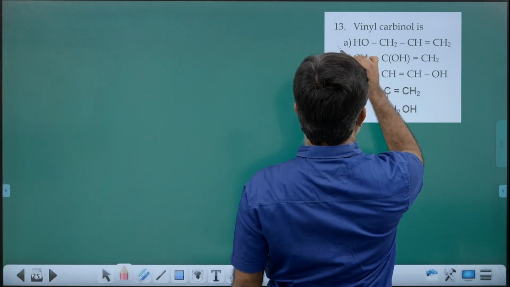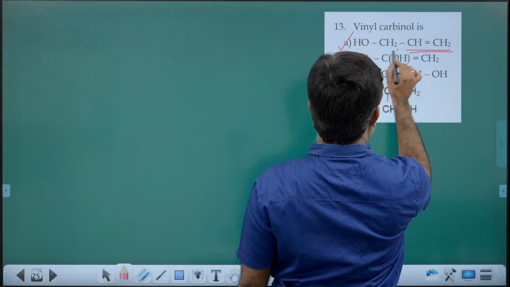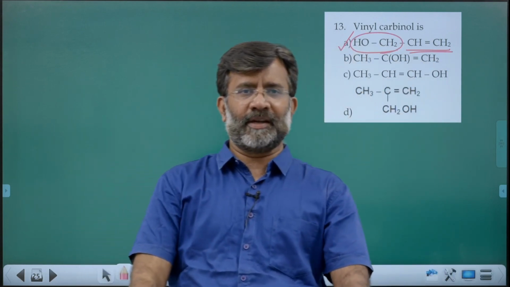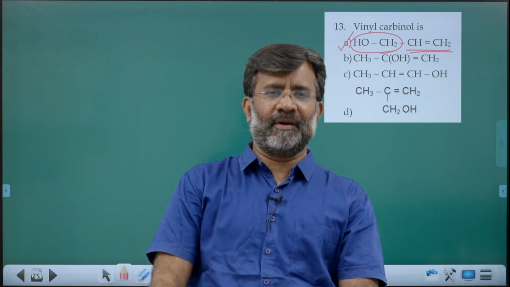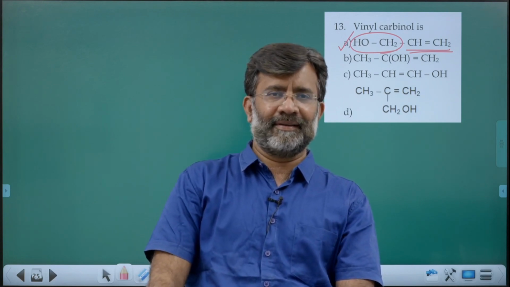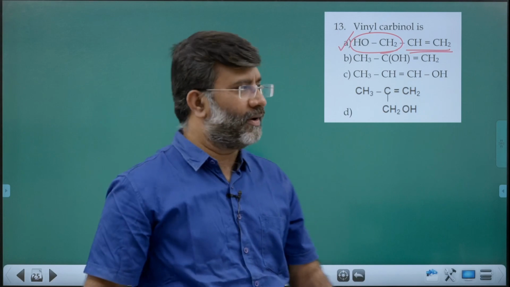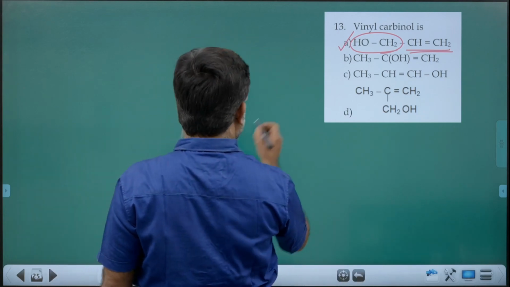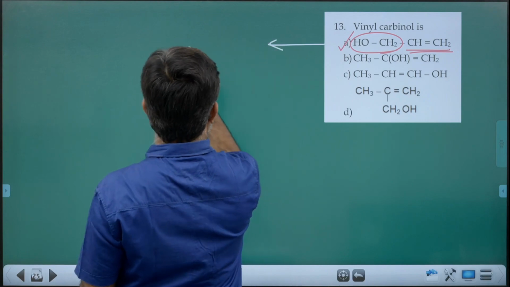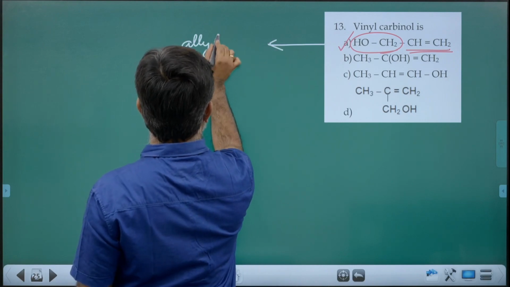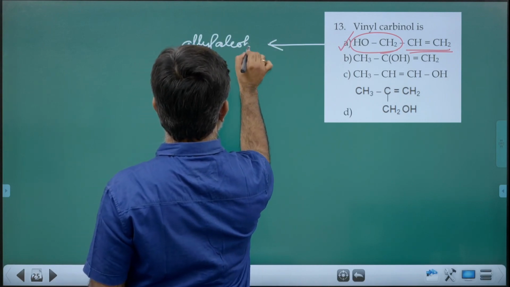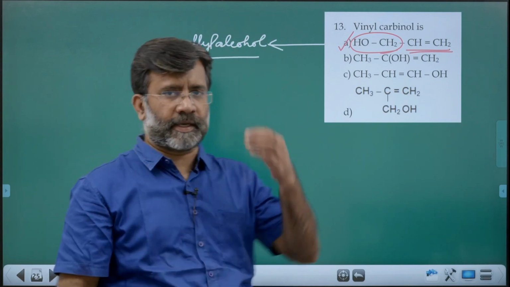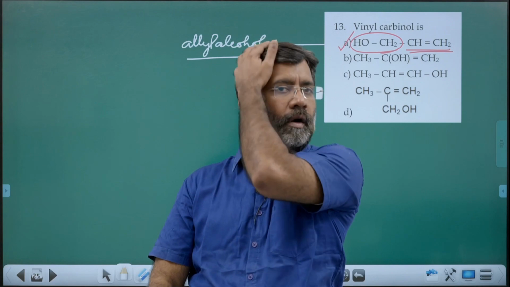Vinyl carbinol is, first one, this is the vinyl group and this is carbinol, vinyl carbinol. What is the other name of vinyl carbinol? Allyl alcohol. Vinyl carbinol is also called allyl alcohol. That is the name. Okay.